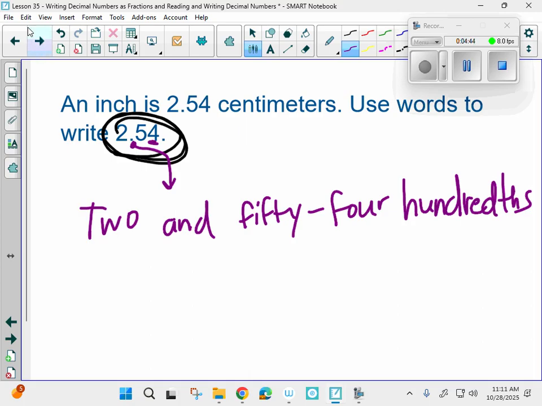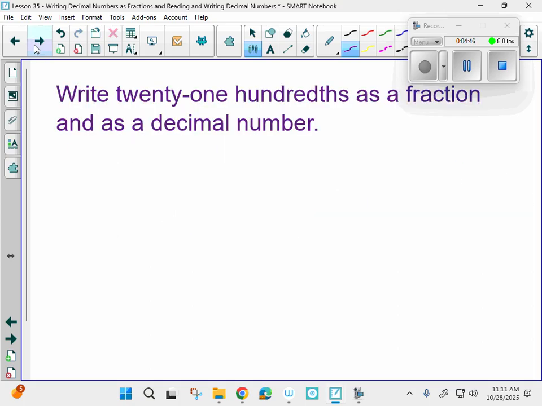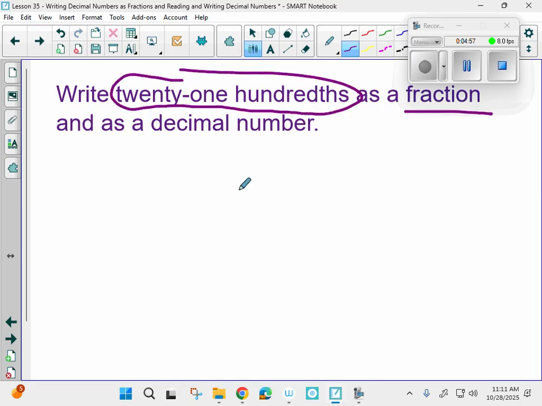Write 21 hundredths as a fraction and as a decimal. Anusha, how would you write 21 hundredths as a fraction to start? Good job. Then we have to write that as a decimal. Miles, how would you write that as a decimal? Very good.